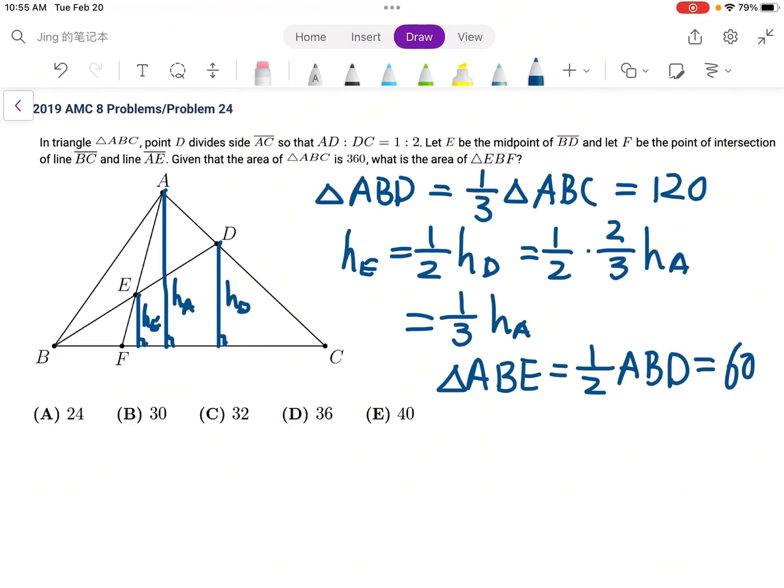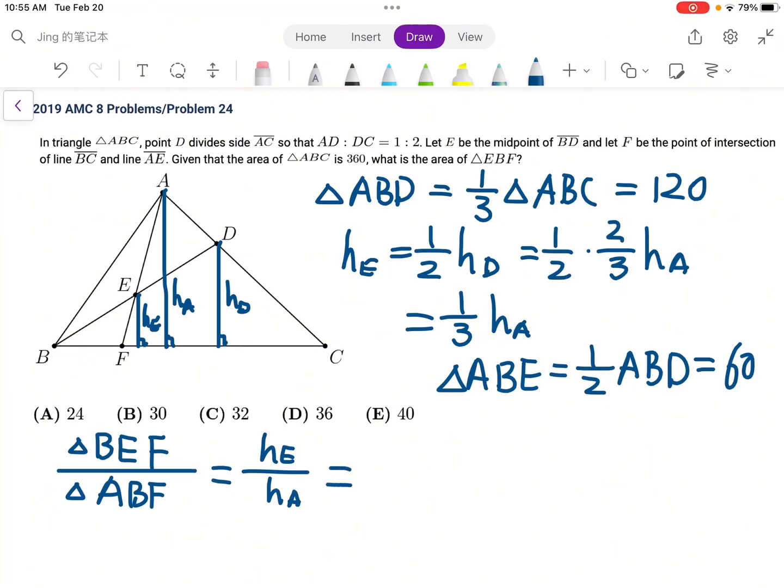Now the area of BEF over the area of ABF equals HE over HA, because they share the same bottom BF. That means HE over HA is 1 over 3.